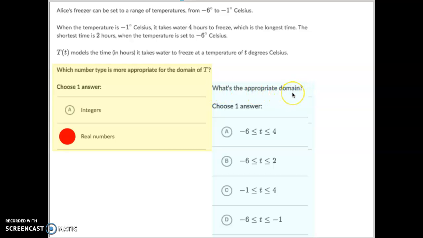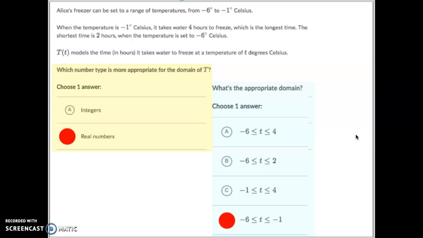Now, what's appropriate about the domain? Remember that the domain on this one is your range right here. Going from the temperatures that you can set it at, which is -6 to -1. So our domain on this one would be right down there.